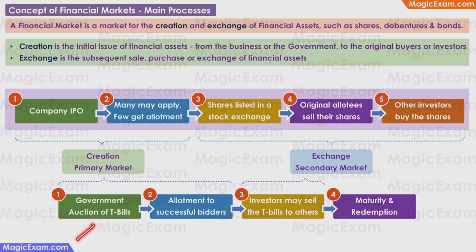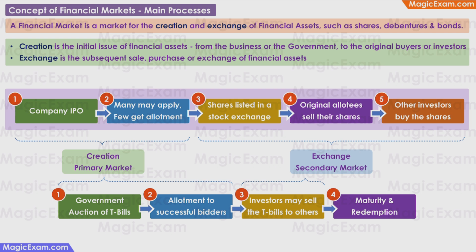Similarly, the government may auction treasury bills, which are issued when the government wants to borrow money or take money from the market. Or another example can be sovereign gold bonds, which have been issued by the government many times. These auctions or issues of bonds are the creation process, and these are said to be happening in the primary market.